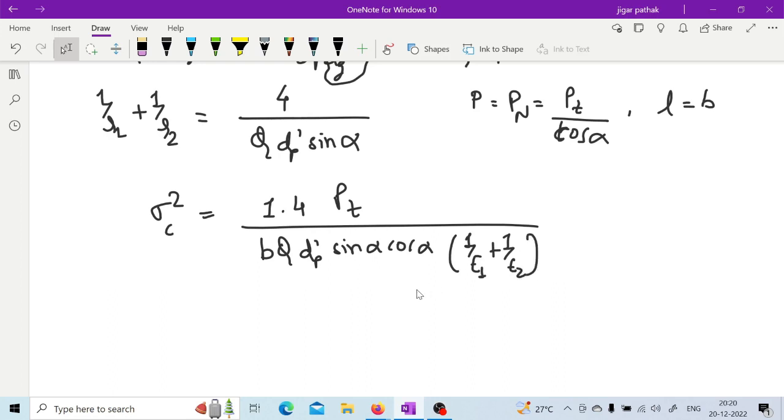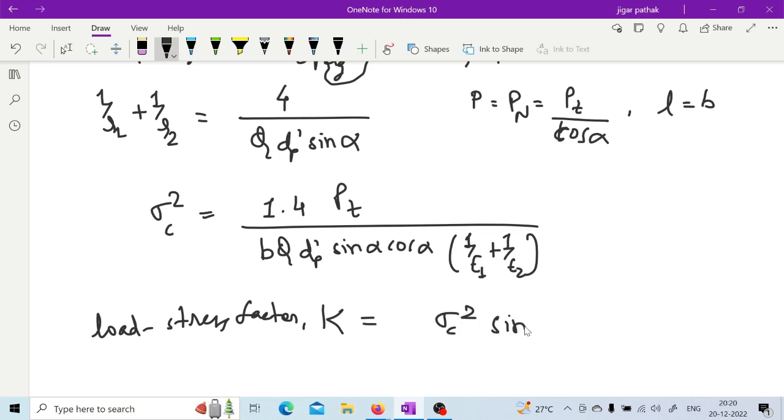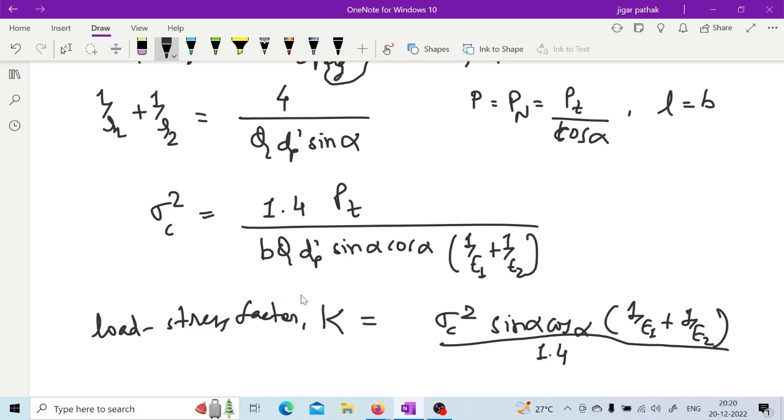right? Now this particular load stress factor we can define as K, which represents sigma c square sine alpha cos alpha, 1 upon e1 plus 1 upon e2, divided by 1.4. So it is basically to simplify the above equation, right? So if you write this expression as load stress factor, then Pt can be represented as b q dp dash K.